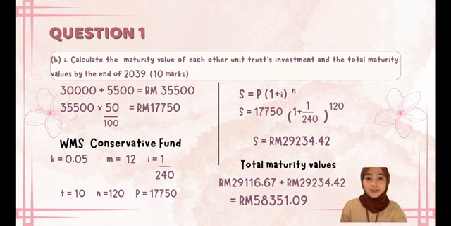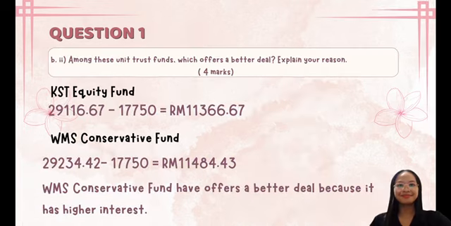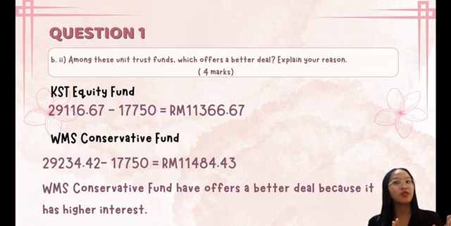So you can see the formula here, we just put the details from the question into this formula, and the final answer will be 29,234 and 42 cents. The question asks for the total maturity value for both funds, so we will total up the maturity value for each fund. So it will be 58,351 ringgit 09 cents.